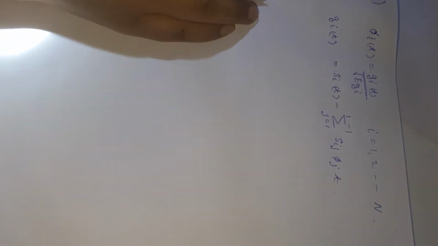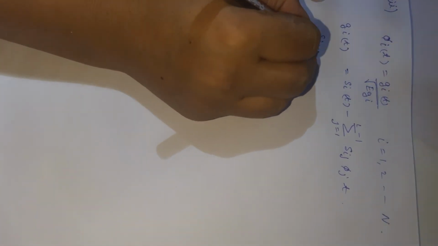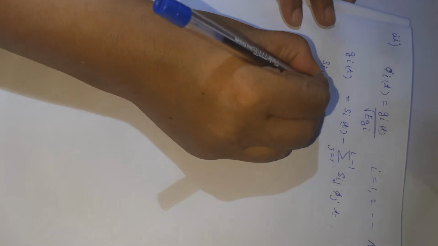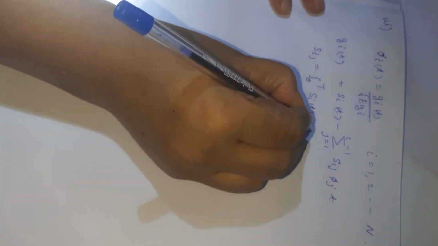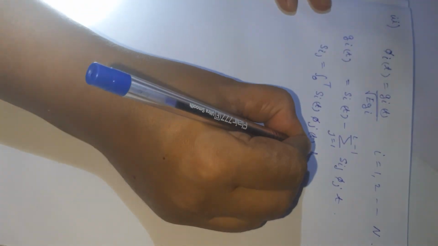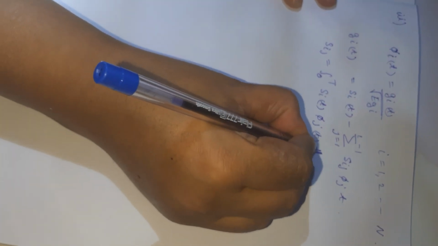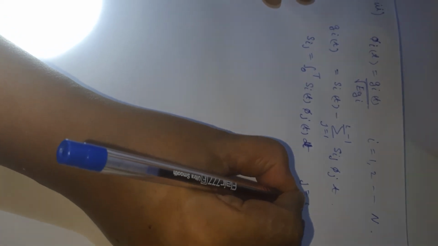So the coefficient sij can be given as sij is equal to the integration from 0 to T of si of t phi j of t dt, where j is equal to 1 to i minus 1.